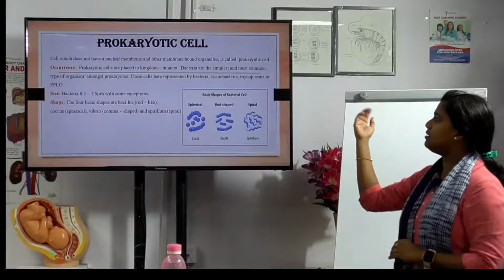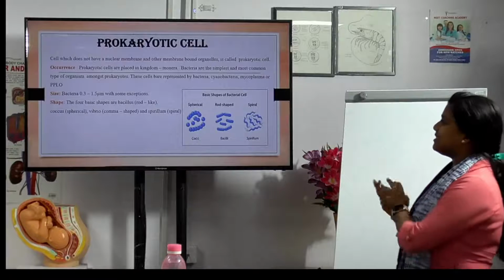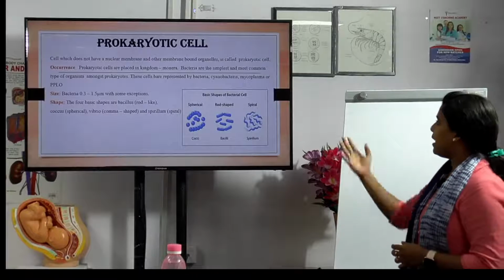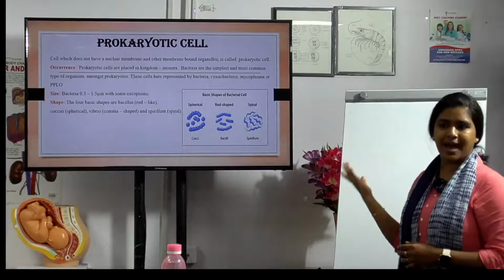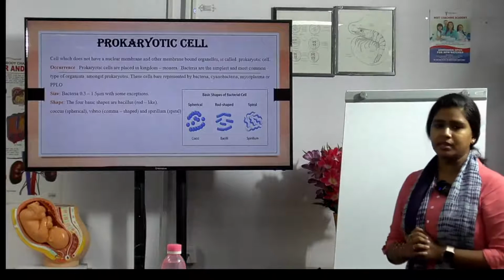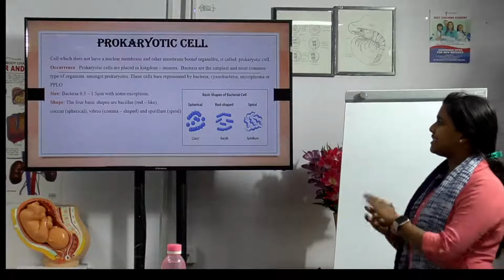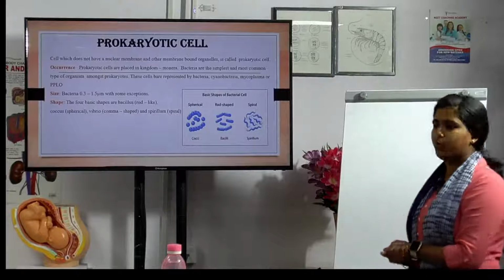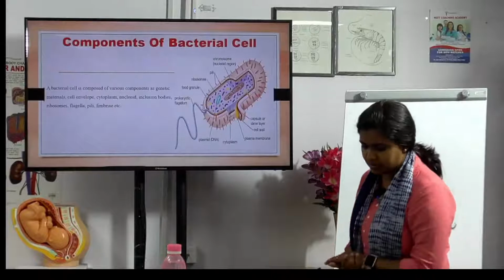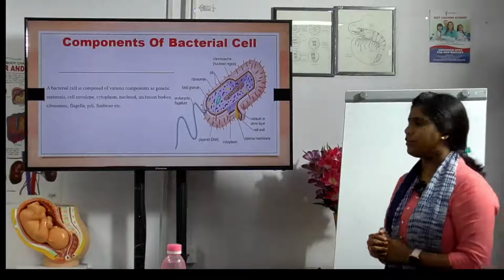As for occurrence, all of the kingdom Monera comes under prokaryotes, and these are the simplest and most common type among prokaryotes. They are represented by examples such as bacteria, cyanobacteria, and mycoplasma or PPLO. Mycoplasma, what I said previously, is the smallest. Bacteria size is approximately 0.3 to 1.3 μm, and they have various shapes. What are the shapes in bacteria? Yes, spherical, rod.